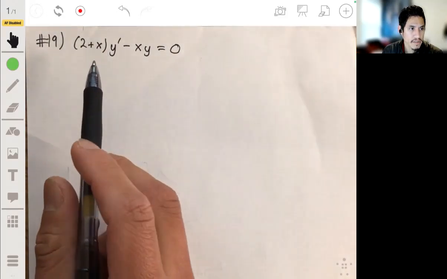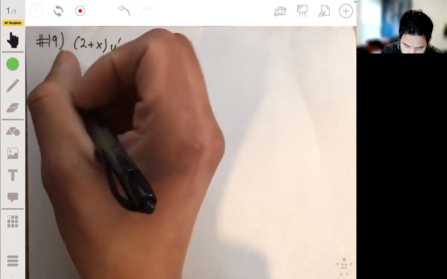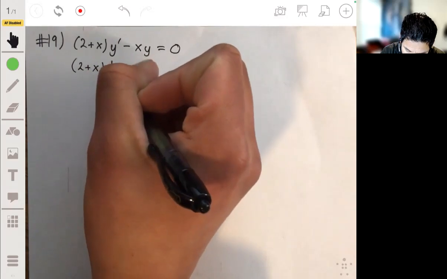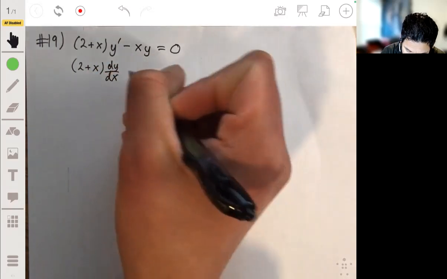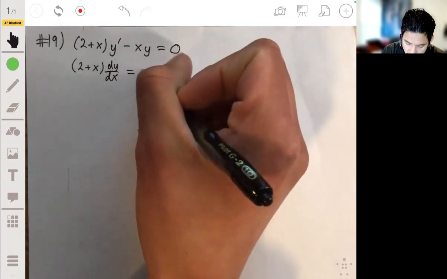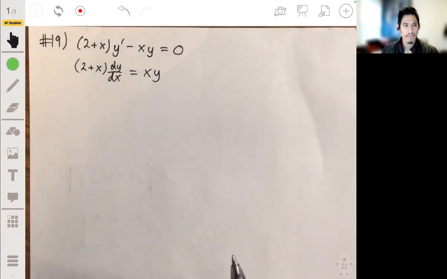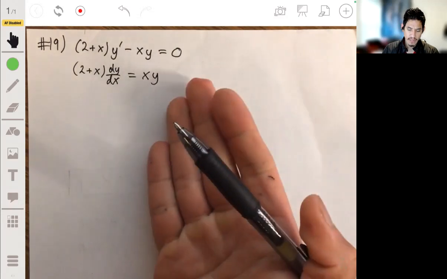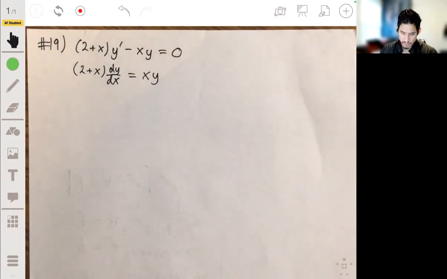All right, so let's solve this differential equation. Let's first rewrite it as 2 plus x times dy dx. And let's add xy to both sides. So this will be equal to xy. And now let's bring all the x terms to the right and then y terms to the left.